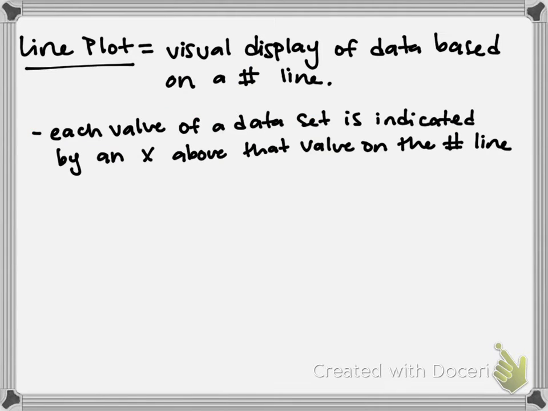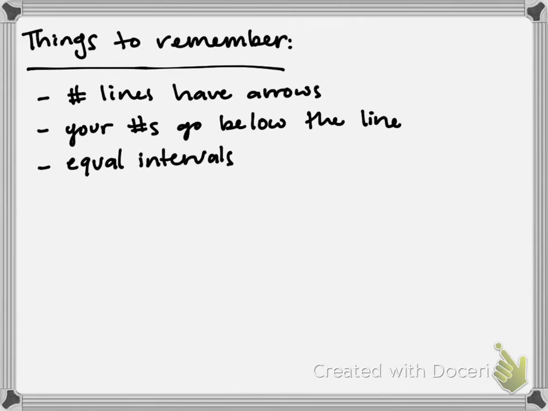So a line plot is a visual display of data based on a number line. Each value of a data set is indicated by an X above that value on the number line. Some things to remember: number lines have arrows, your numbers need to go below the line, and you need to have equal intervals.